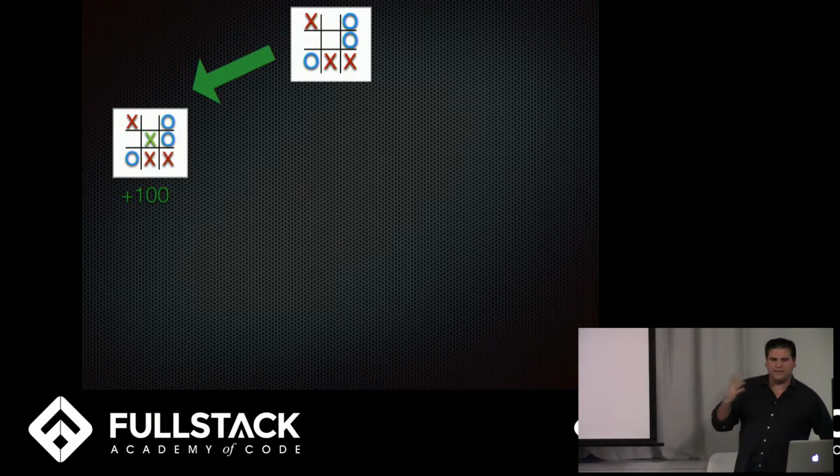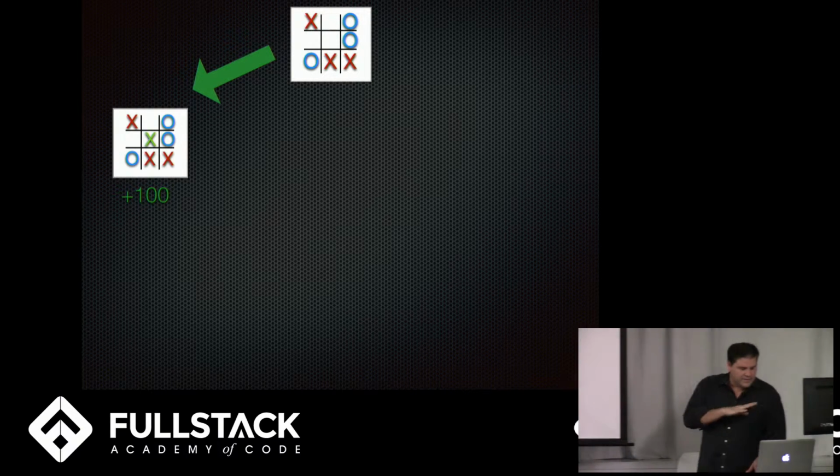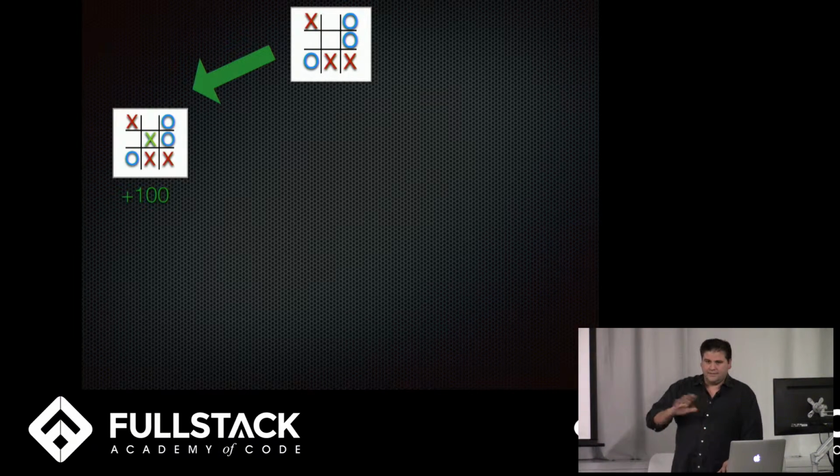In reality, you'd probably make it plus whatever the max integer value is. A really big number, right? Because that's your goal in the game, to win. So that branch of the tree is done because it reached the end of the game.